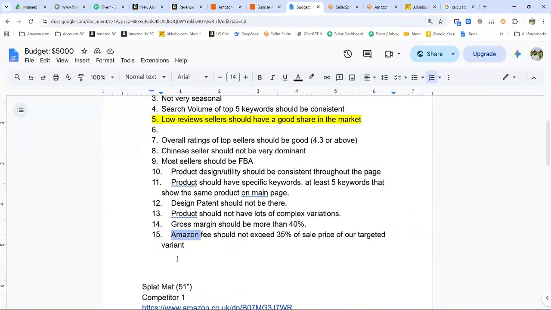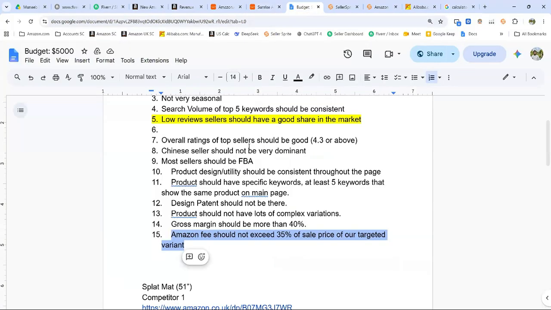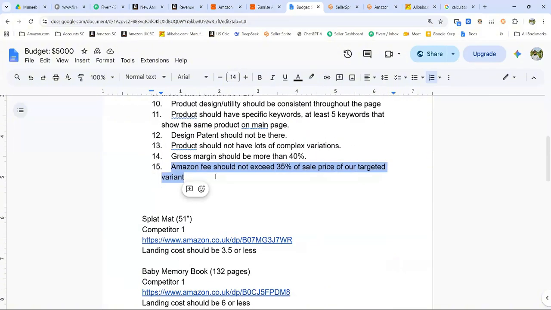So the point was the Amazon fee should not exceed 35%. If a product is selling for $20 and the total fee is $10, it means the fee is 50% of the selling price. It means we need to stay away from those types of products. We need to find products with a higher selling price and lower FBA fee in order to be profitable as a new seller. So that was the overall criteria. We discussed this one by one.